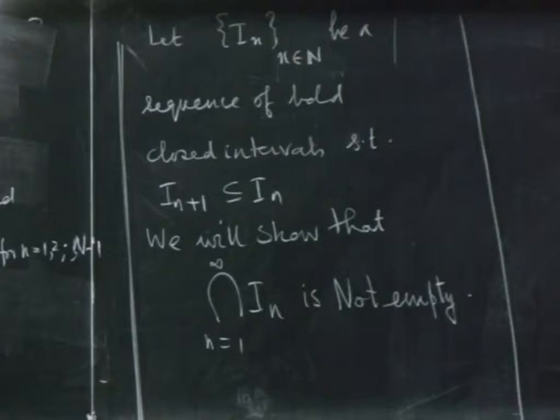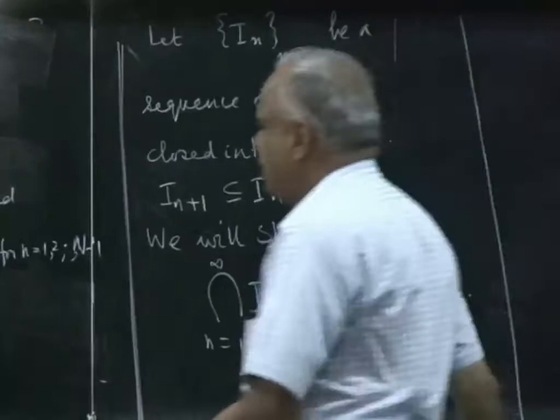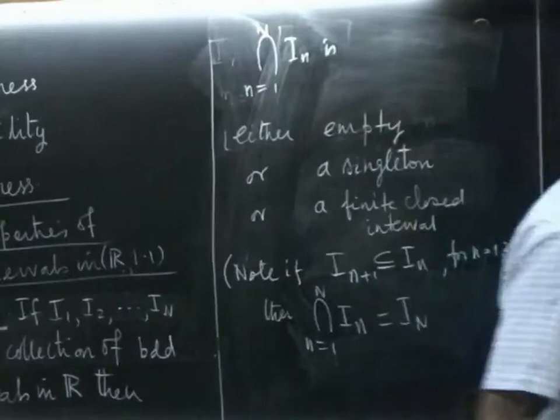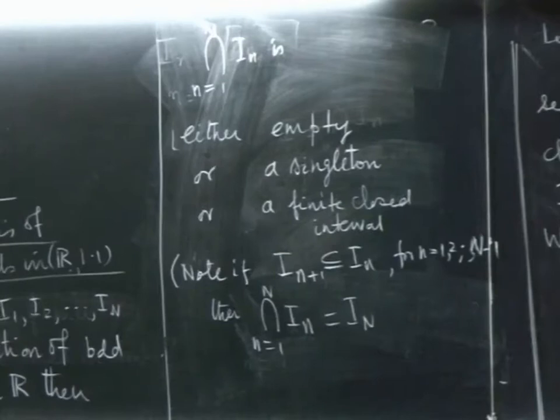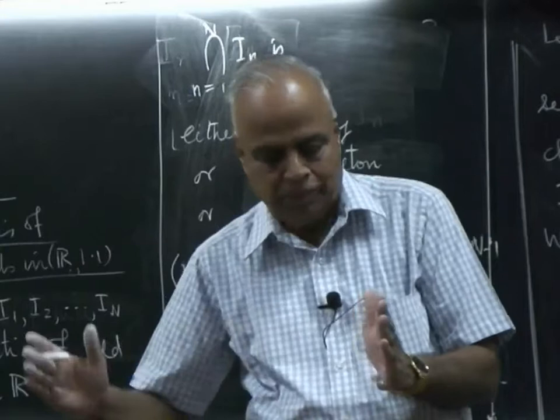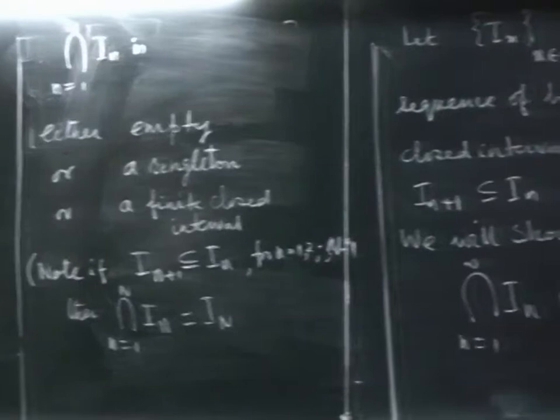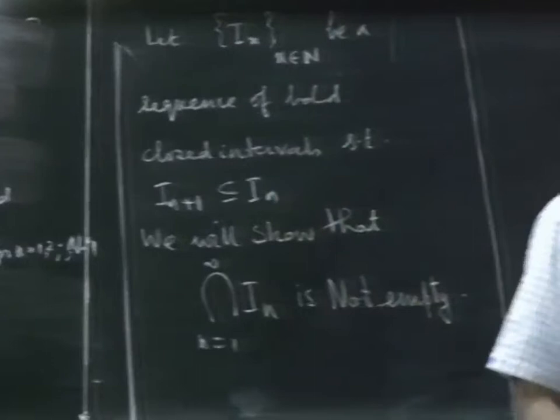Why does that happen? What will be the typical proof? If you look at it the same way as before, how did we locate the intersection? We looked at the maximum of the left hand points and the minimum of the right hand points. Now we look at the left hand points. They are all moving to the right. Right? So the left end points form a non-decreasing sequence, okay, and they are bounded above. We will show that any right end point is a bound for the left end points.